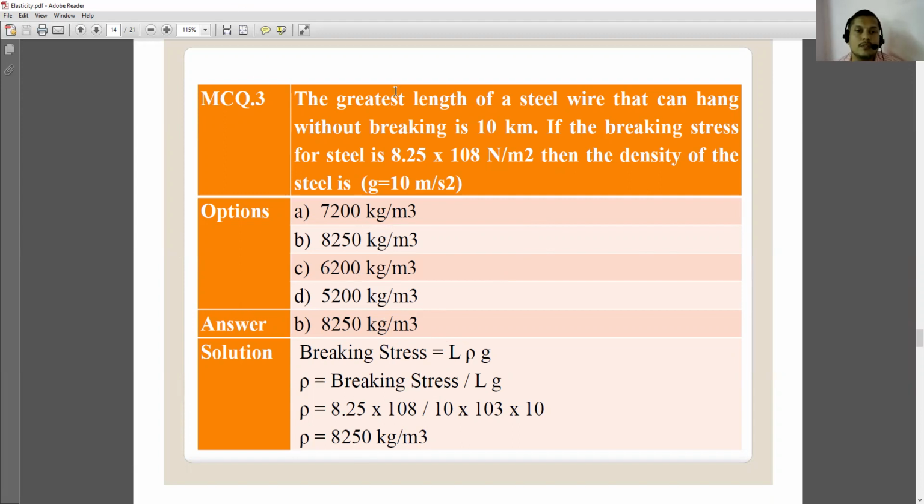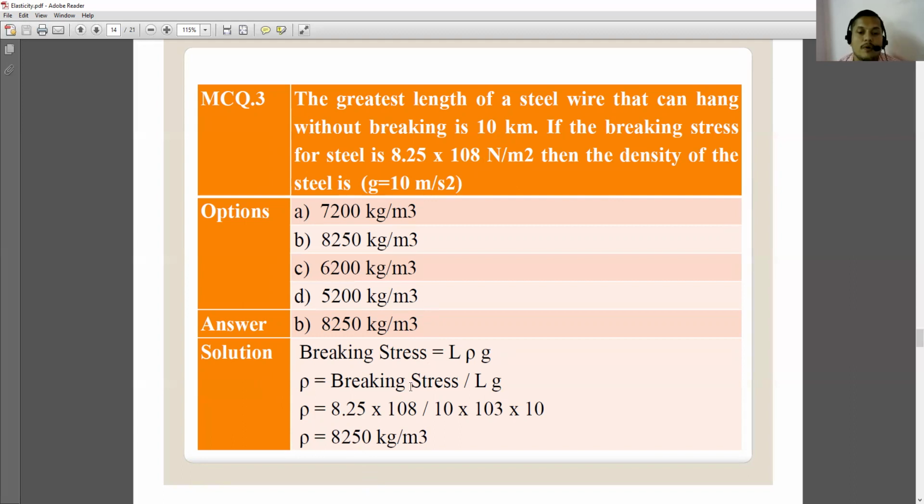So what are the given things? The greatest length of a steel wire that can hang without breaking is 10 kilometer. That value is with us. The breaking stress value is also given. Then we have to calculate the density, and G is 10 meter per second square. So breaking stress, we know, is L rho G. Now we have to determine rho, which is equal to breaking stress divided by L into G.